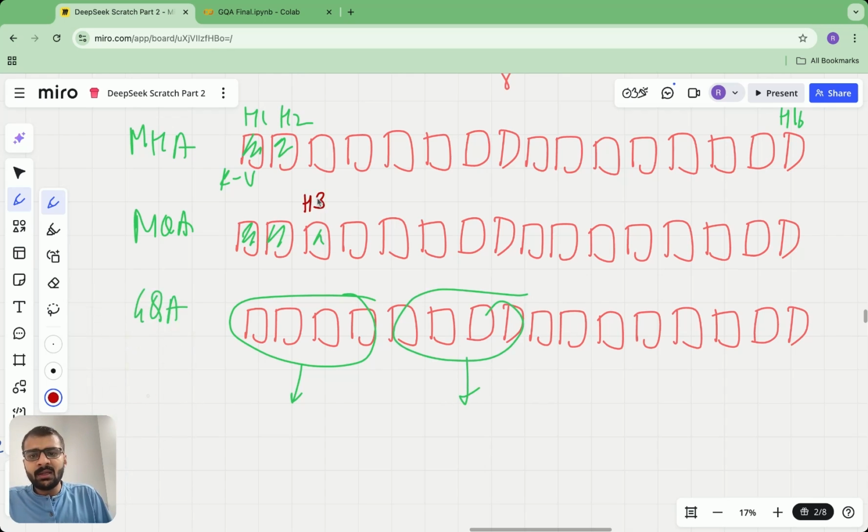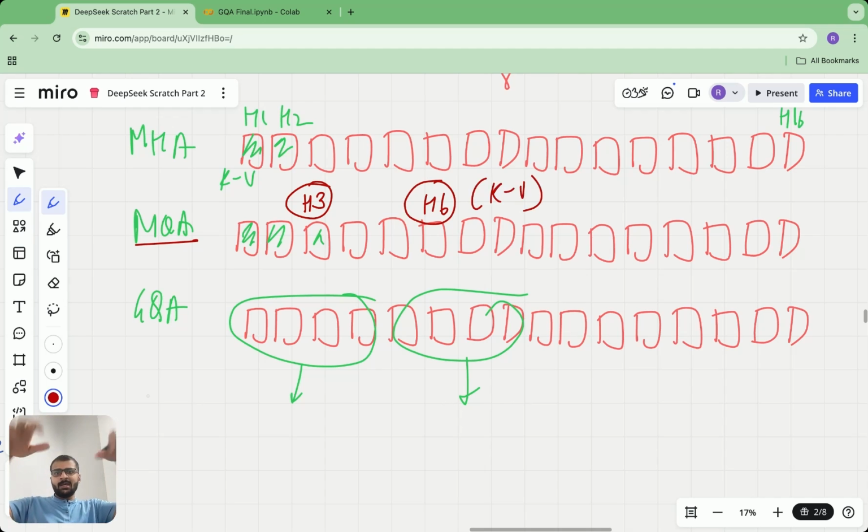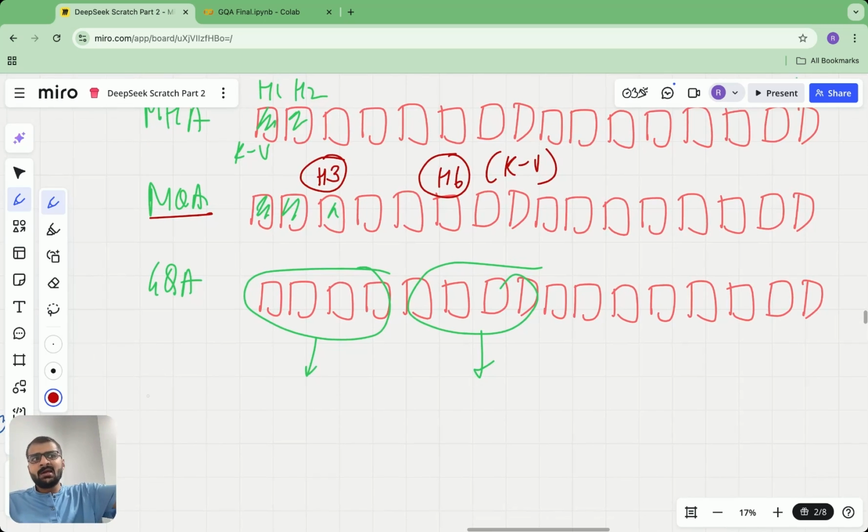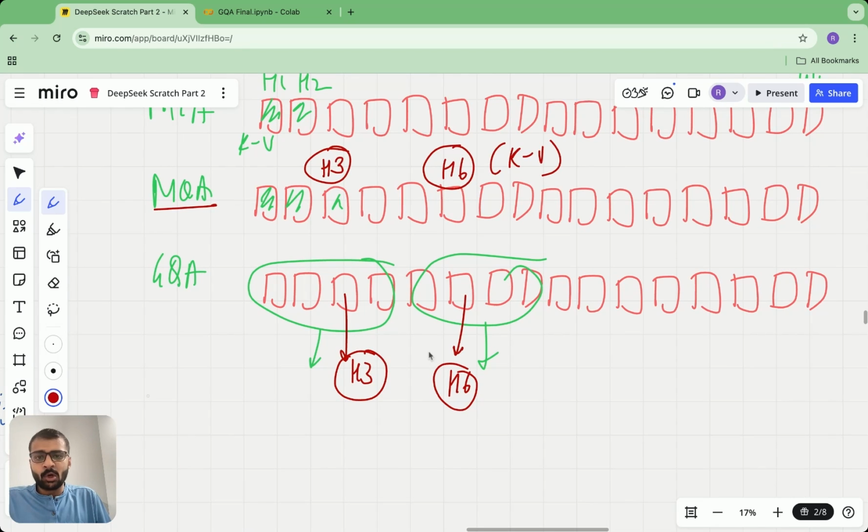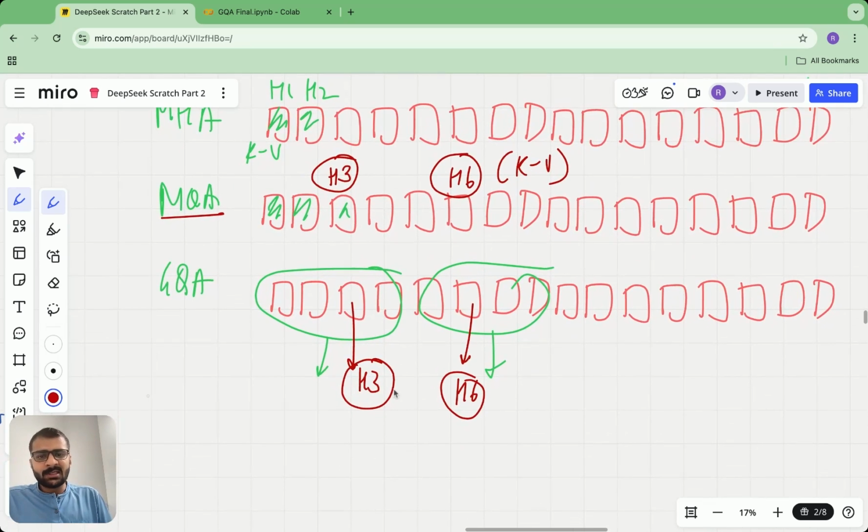So let's say if I take head number 3 and head number 6, in multi-query attention, head 3 and head 6 will have the same key value content. So these heads won't capture that much diversity in the information which is given, because they have the same key values. Although their queries are different, we are restricting them by having the same key values. But now if I consider H3 and H6, they both have different key values because they belong to different groups. So they will capture more diversity. This is where we clearly see that GQA is better than MQA.